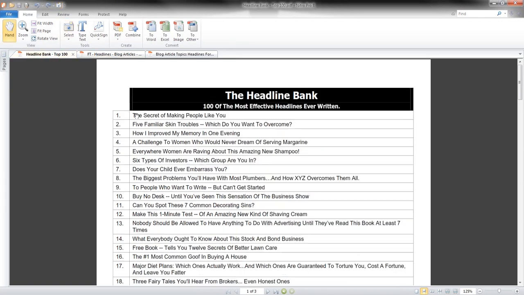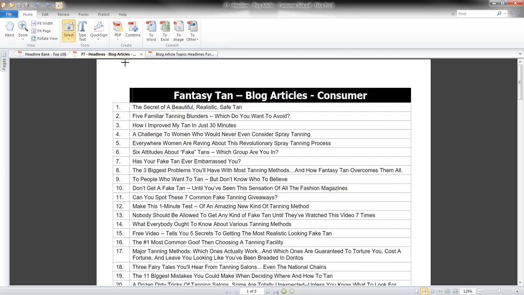Number 3, how I improve my memory in one evening. How I improve my tan in just 30 minutes. Okay, you get the idea how this works. A challenge to women who would never even consider spray tanning. Everywhere women are raving about this revolutionary spray tanning process. 6 attitudes about fake tans. Which group are you in?